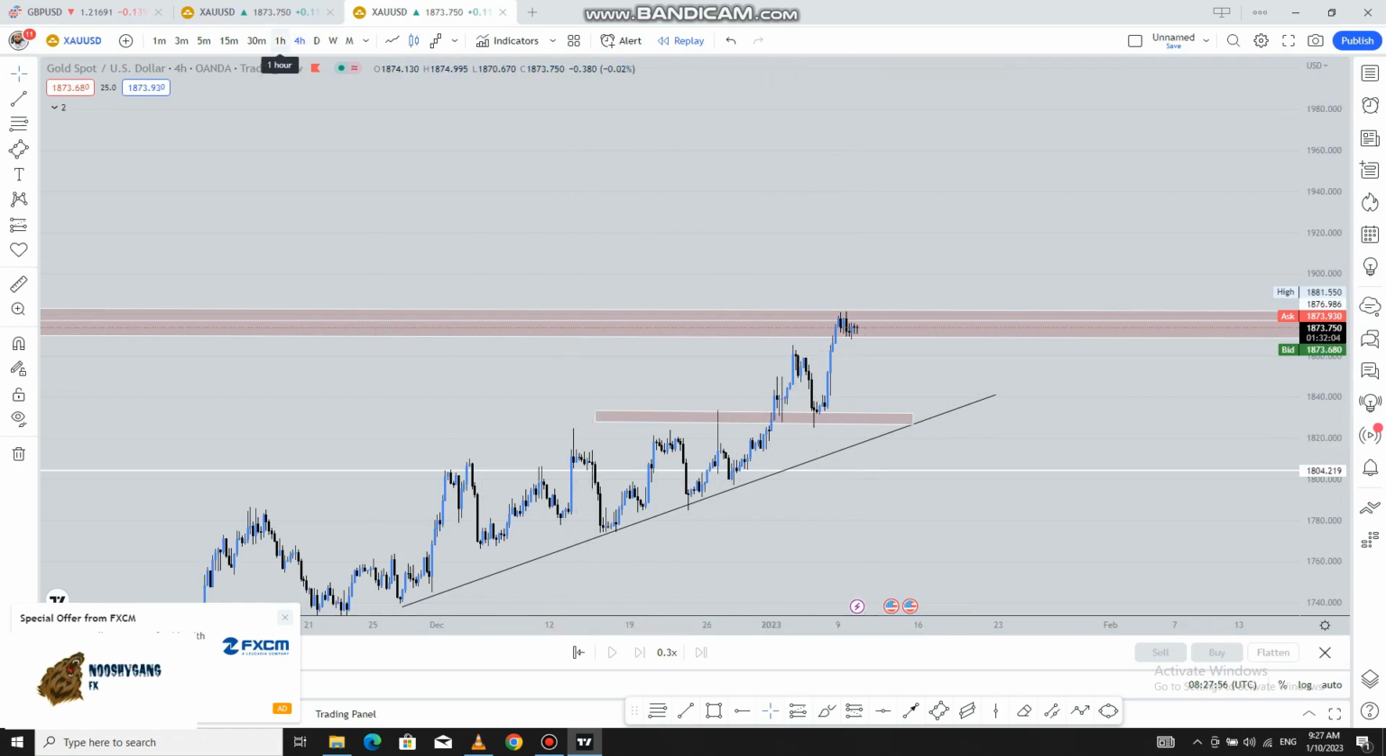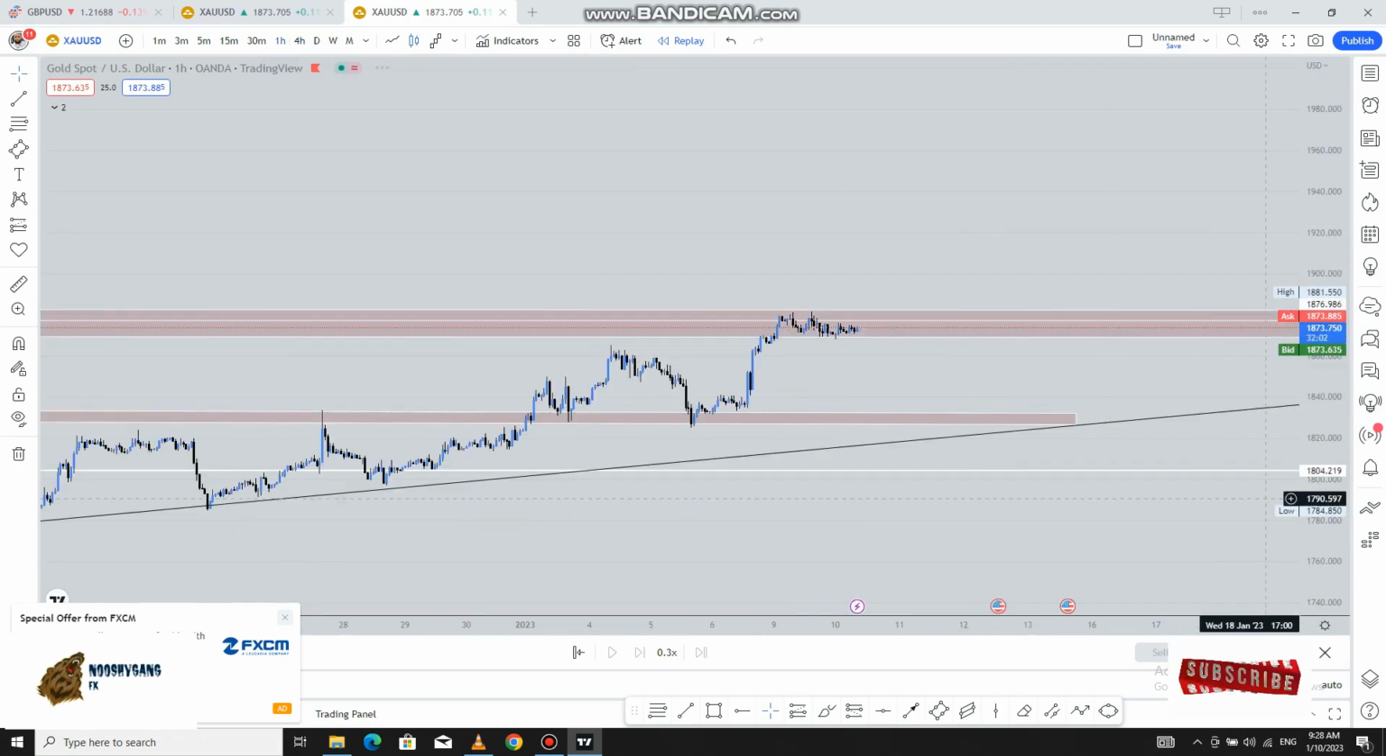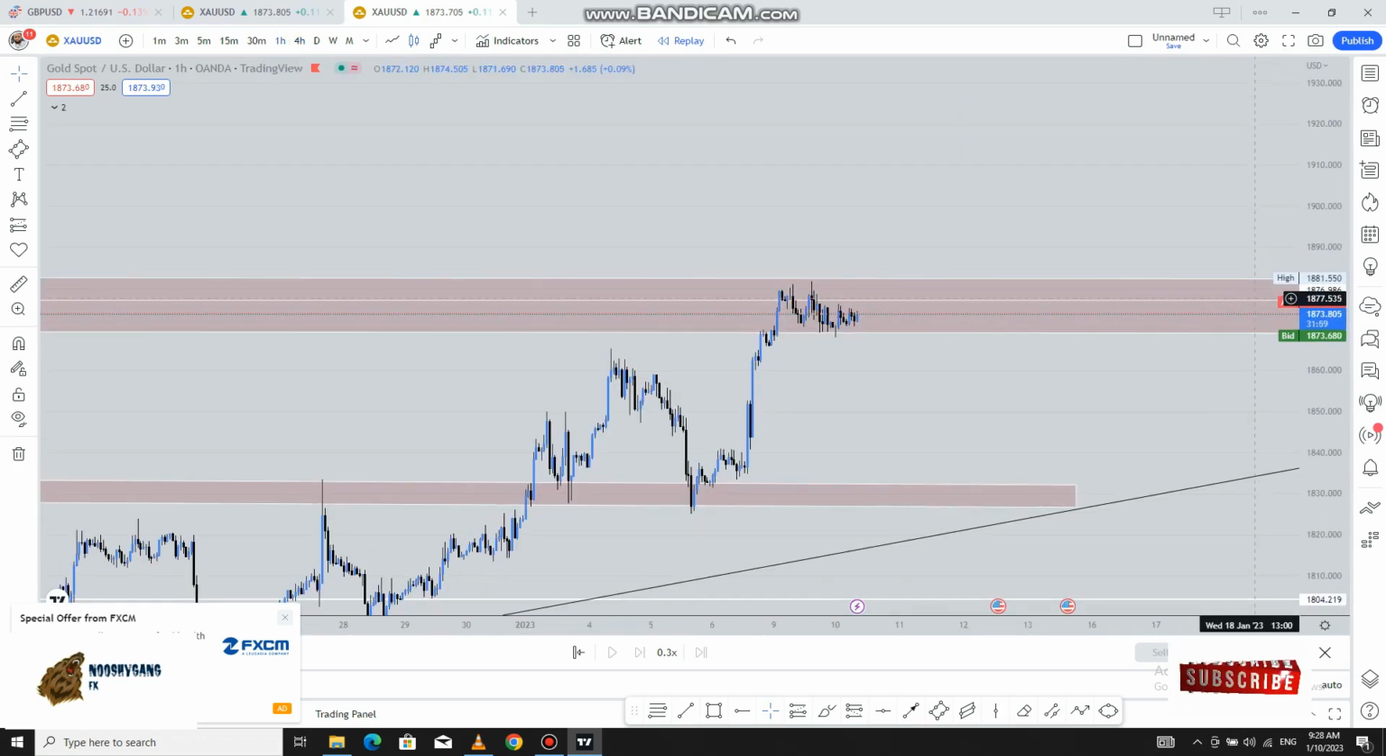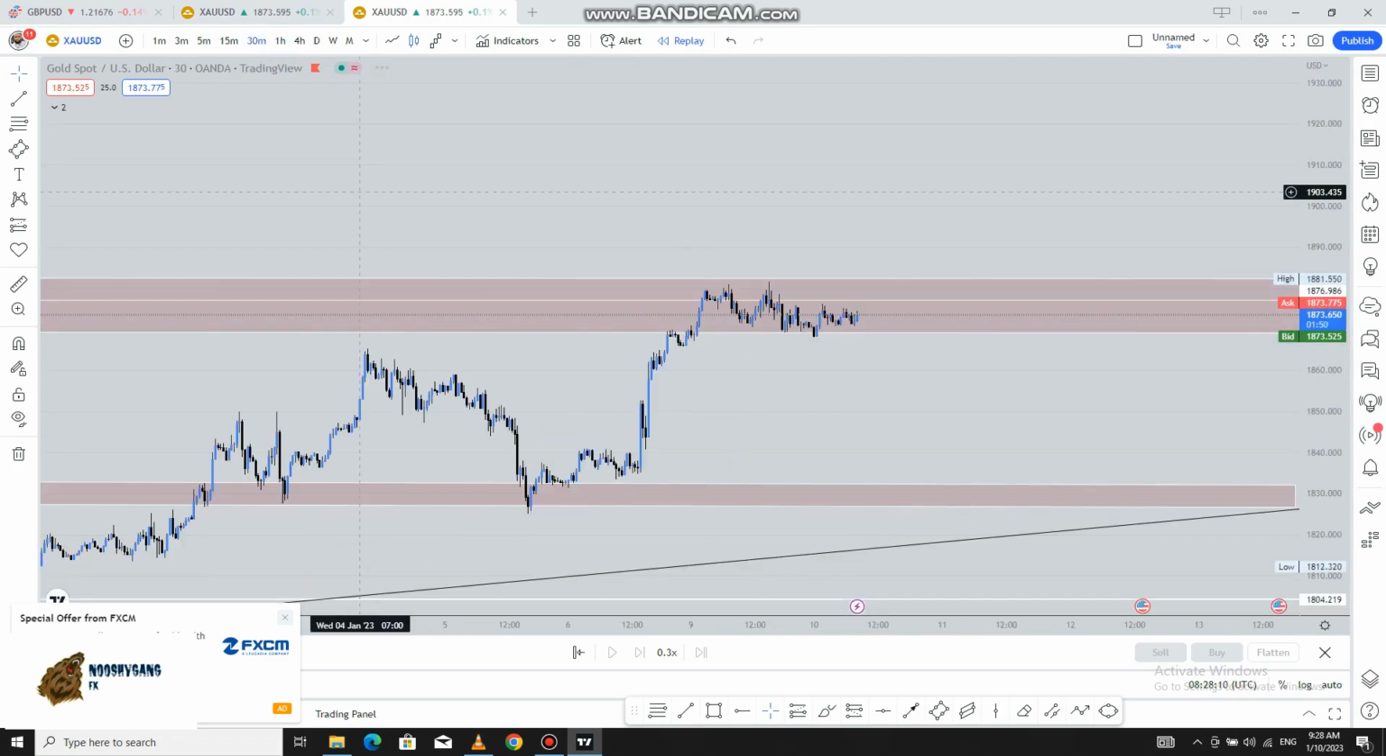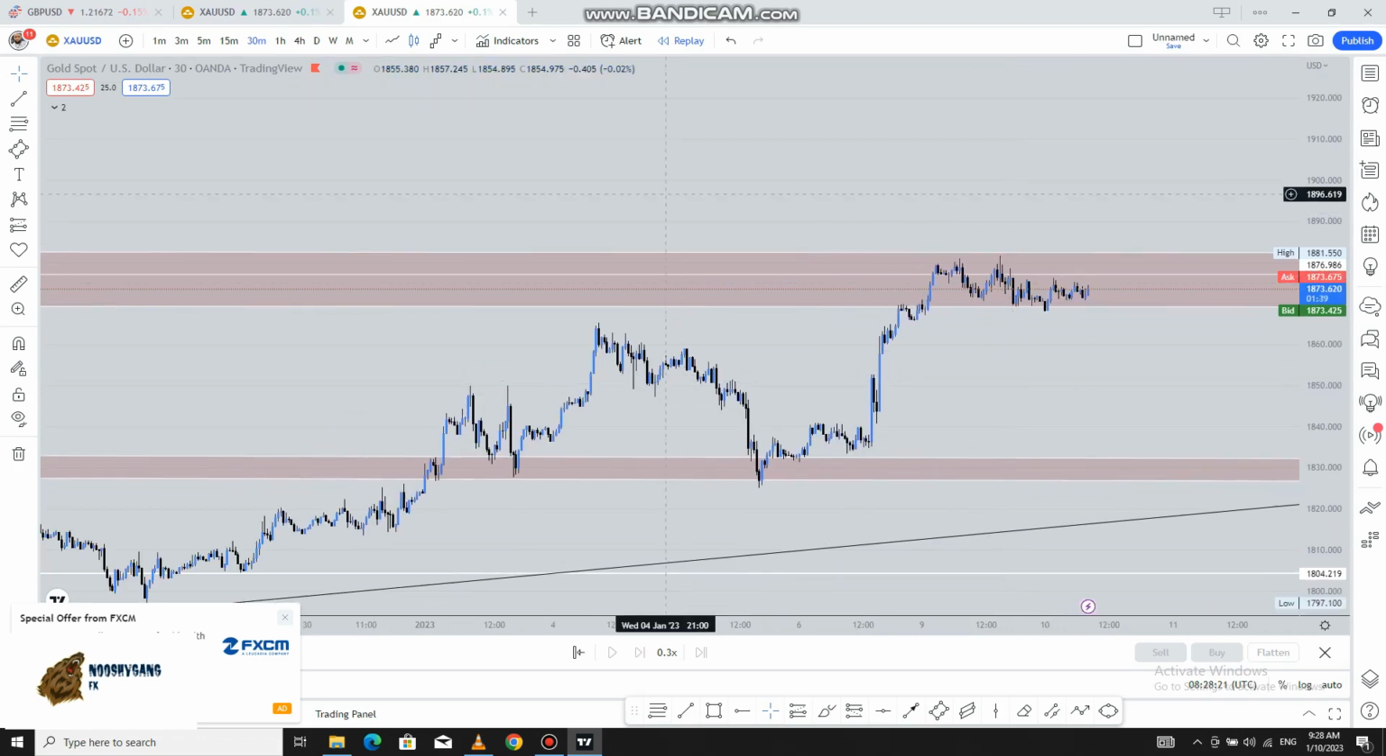So I went down to my 1 hour time frame to look for my entry signal. I couldn't see one on my 1 hour time frame, so I had to go lower. Remember guys, if you don't see an entry signal, you need to go lower to look for a chart pattern or a candlestick pattern.